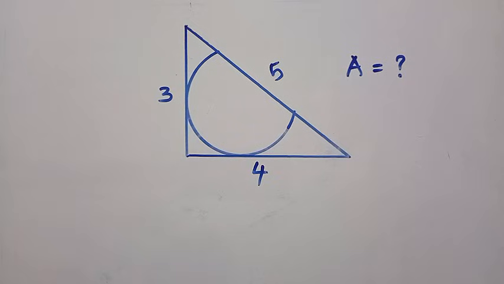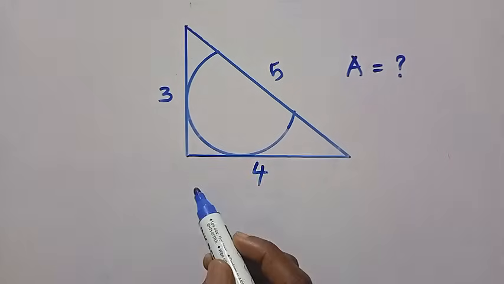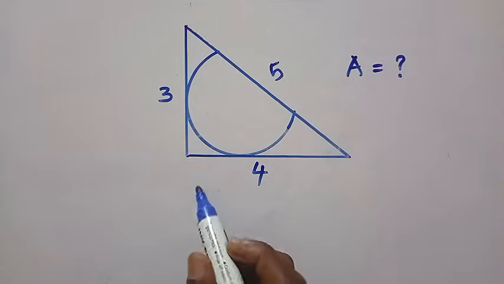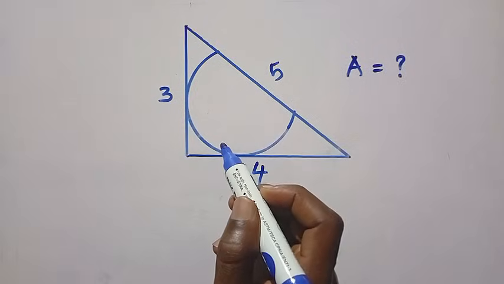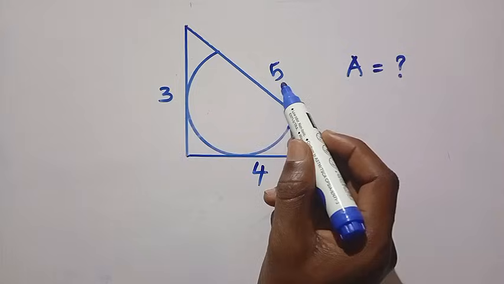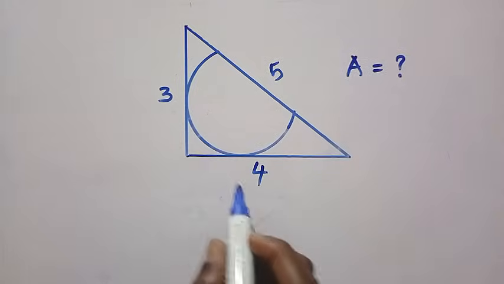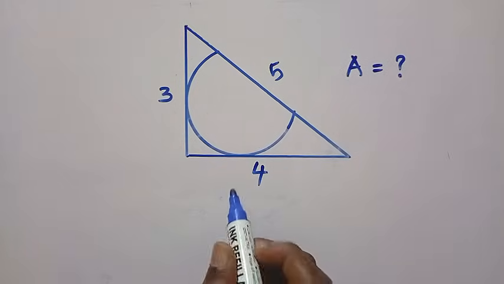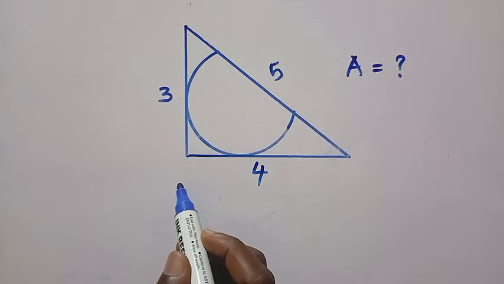Here we have a nice geometry challenge. We have a triangle with an inscribed semicircle in it. Actually, this semicircle is not drawn to scale. I mean the semicircle in the blue shaded form. I want to find the area of this semicircle which is in a triangle. We have the sides of the triangle as 5, 3, and 4. And how can we find the area of this semicircle?